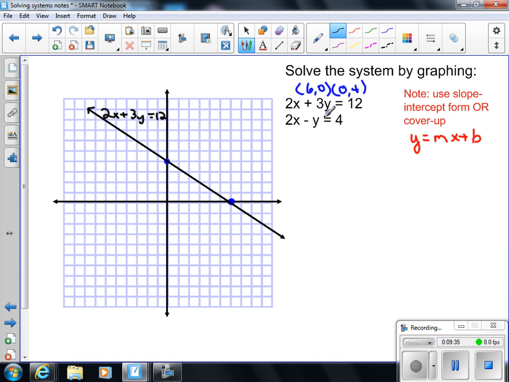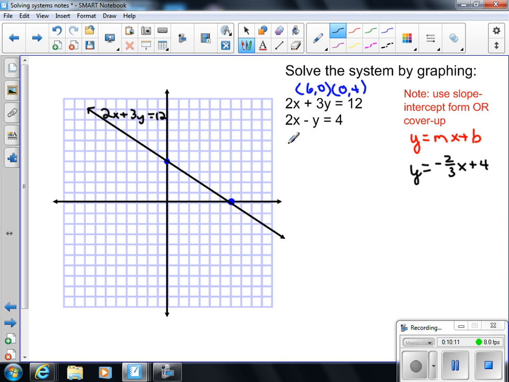Now, if you had chosen to use slope-intercept form, then you just need to get y by itself. I would have subtracted 2x, divided by 3, and I get y equals negative 2/3 x plus 4. So I know I would plot it at 0, 4, go down 2, over 3, down 2, over 3. Any questions on either way? Okay, so I have shown you both ways, the cover-up and slope-intercept form. You can choose. Now, we only have one of our equations graphed.